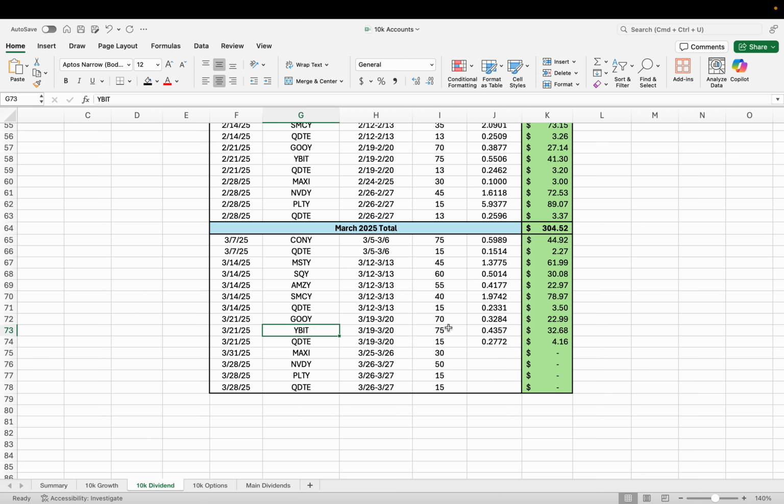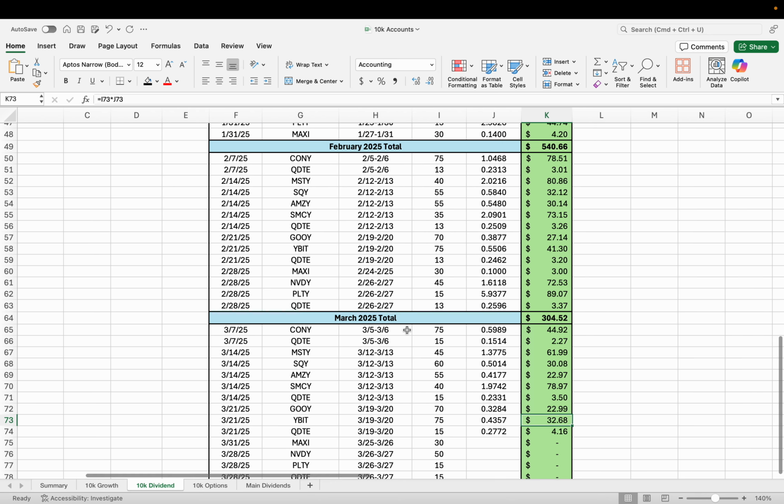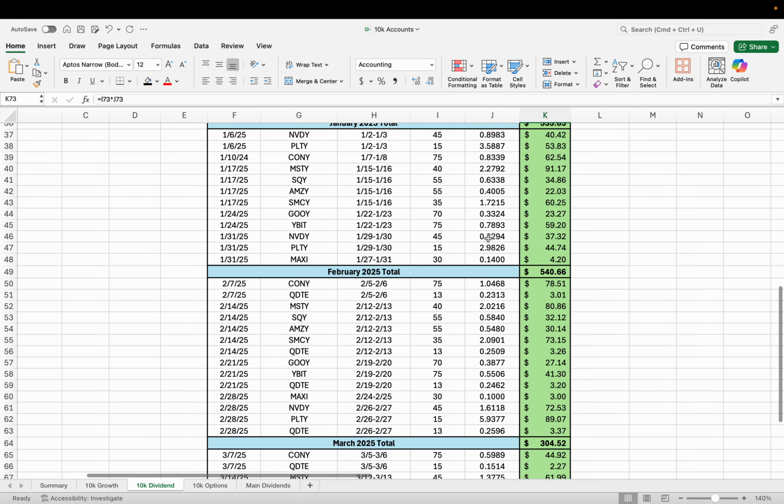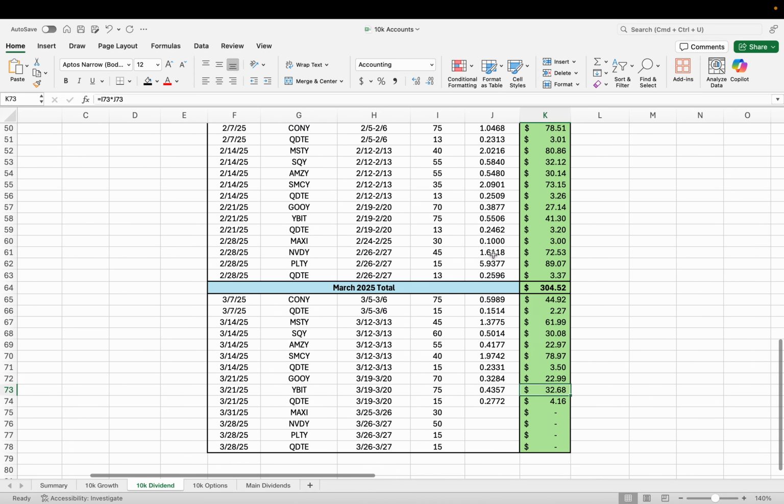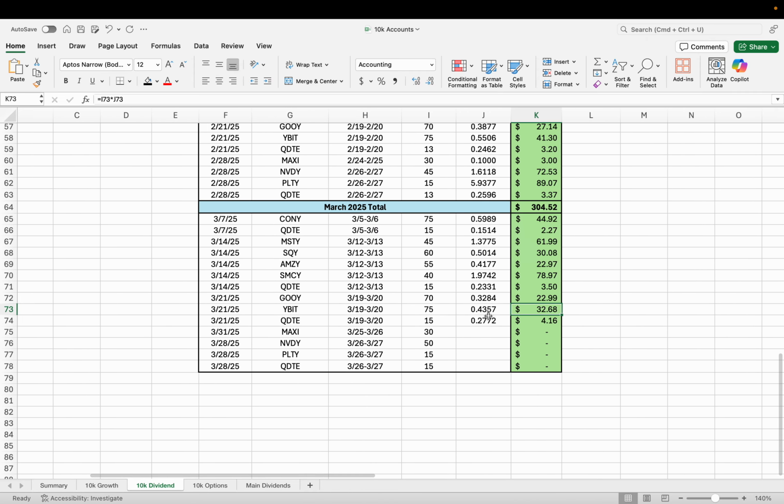YBIT, right, probably a little bit more of a volatile ETF, 43.5 cents per share this month. 75 shares in this portfolio, giving me a total of $32.68 added for the total of March. Now, if we look at February for YBIT, 55 cents in February and 79 cents in January. So we went from 79 to 55 to 43. So a decline of YBIT so far.